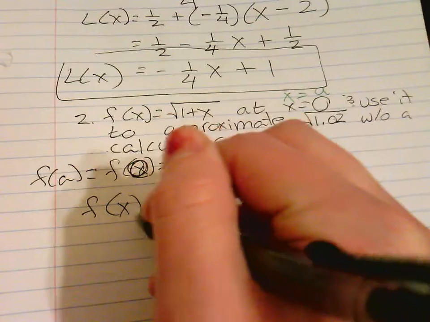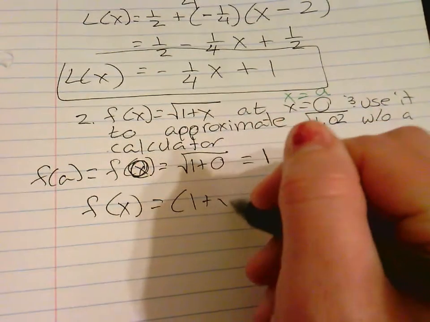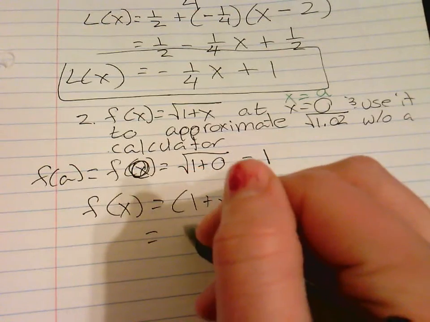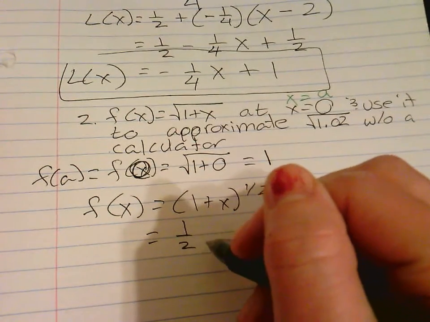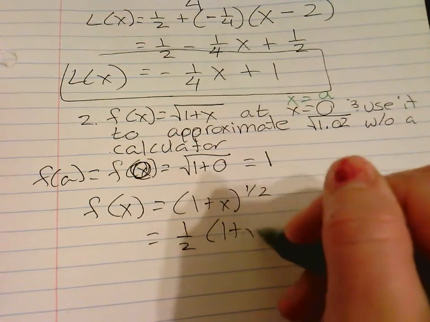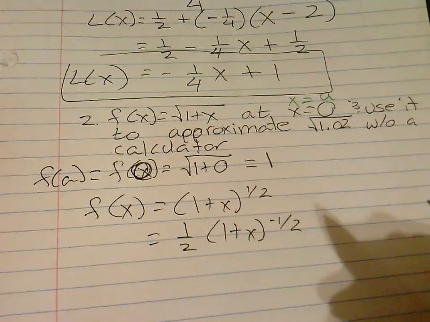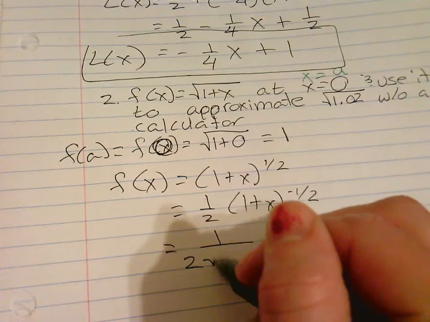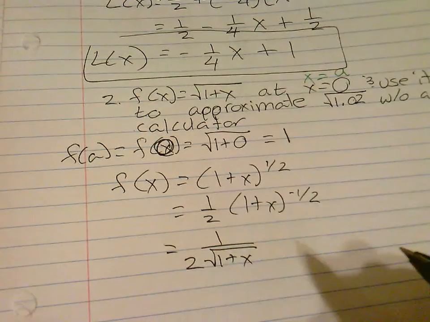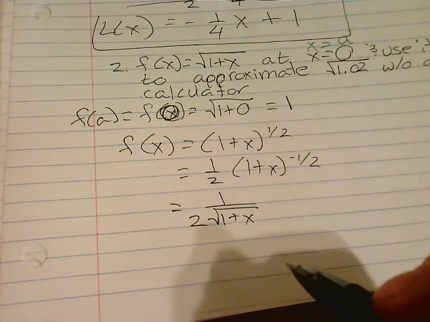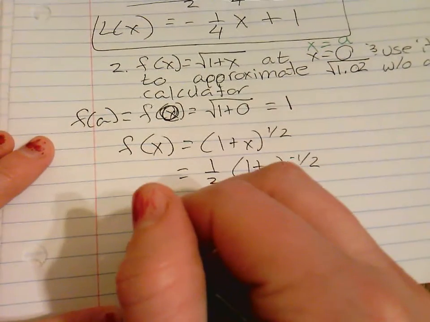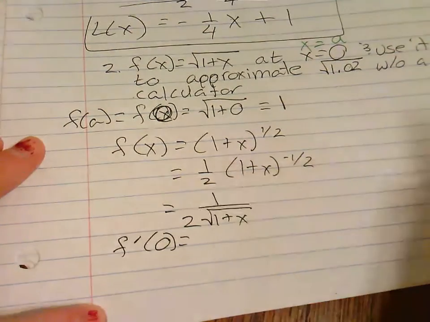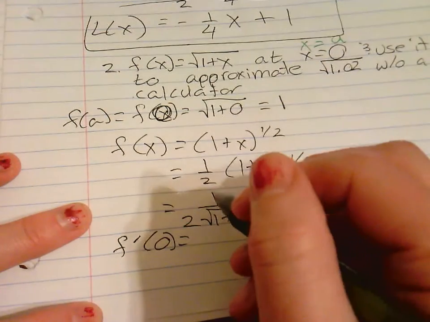is 1 plus x to the 1/2, and that derivative is going to be 1/2 times 1 plus x to the negative 1/2, which is 1 over 2 square root of 1 plus x. So now you're going to do f of 0, f prime of 0, because you're doing f prime of a, and that's going to be 1 over 2 times 1, which is 1/2.